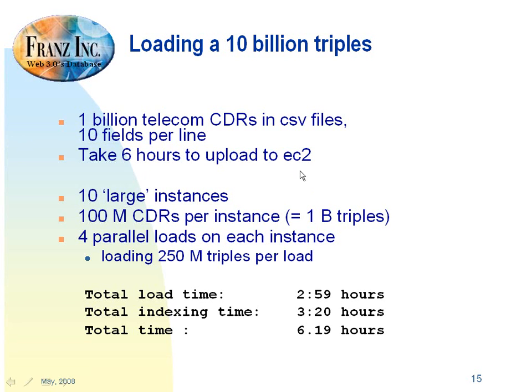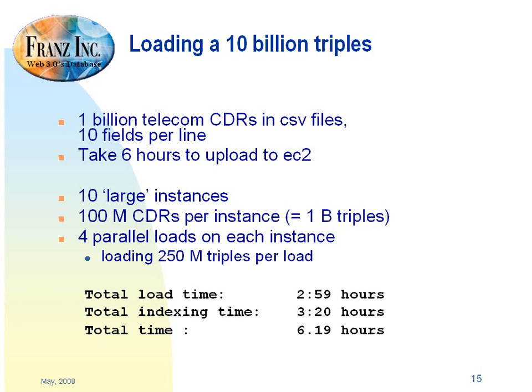It already takes 6 hours to load all this stuff up to 10 machines on EC2. So then what we took is 10 of the large instances of EC2. This is not the biggest one, because the biggest ones are 80 cents per hour. But for the experiments that we did, the large one was sufficient, which takes 40 cents per hour. Then what we did is we handled 100 million call detail records per instance, where each 100 million call detail records will ultimately result in roughly 1 billion triples. And then on each of the 10 machines, we did 4 parallel loads on each instance. So we basically load 250 million triples per load.